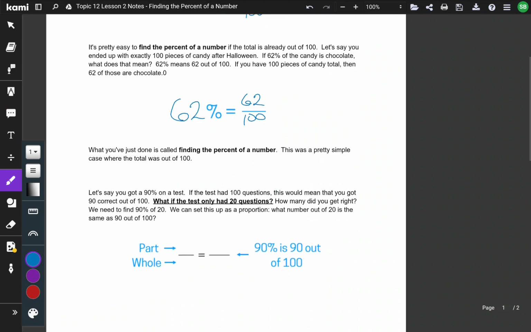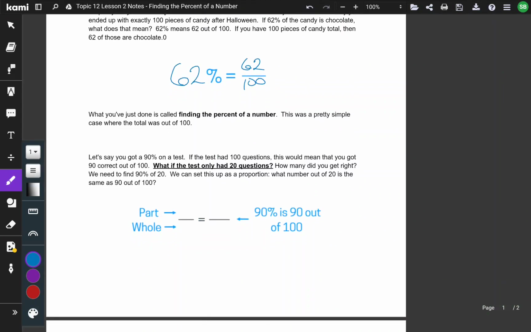That's super easy. But let's say you got a 90% on a test. If that test had 100 questions, this would mean that you got 90 correct out of 100. But what if the test only had 20 questions? How many did you get right? We need to find 90% of 20. We can set this up as a proportion: what number out of 20 is the same as 90 out of 100? So I've got a part and a whole on the left, and 90% is 90 out of 100, so we can fill in that right side.